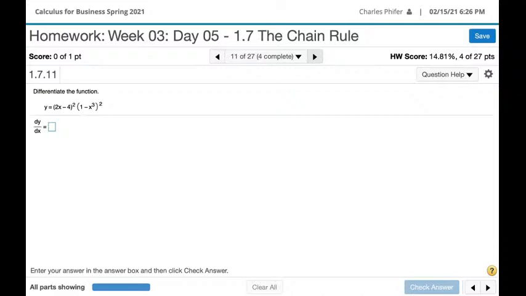So this is question number 11. This question comes from section 1.7. It's question number 11 from the back of that section. We're asked to differentiate. We have y equals (2x minus 4) squared times (1 minus x cubed) squared. Let's hop over to the tablet so you can see my notes.